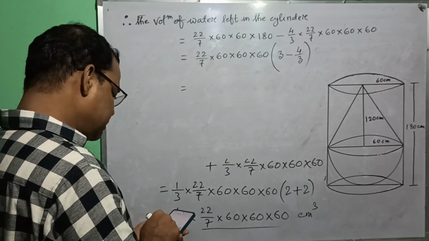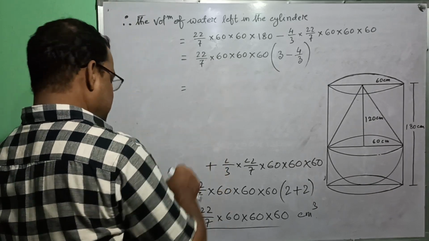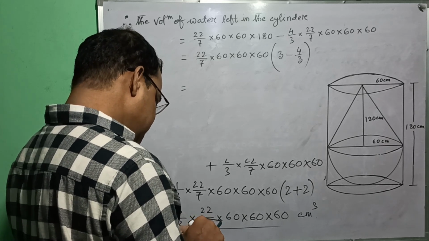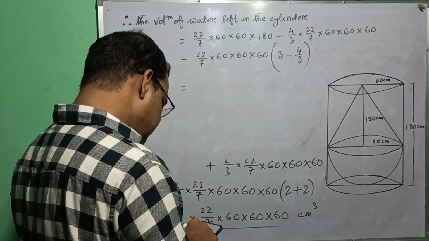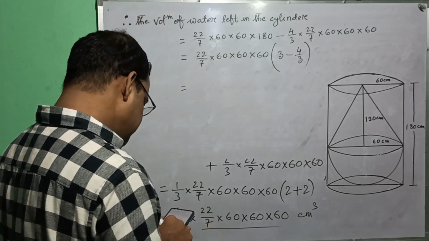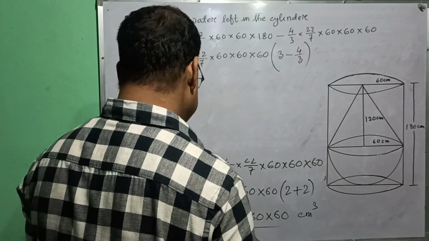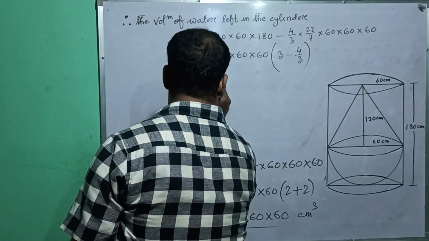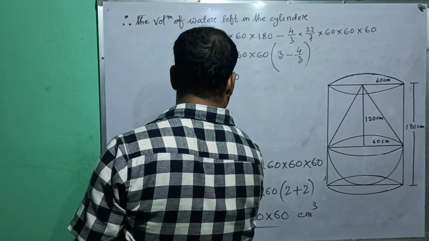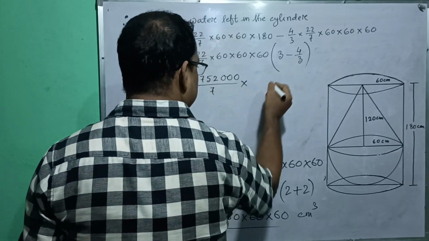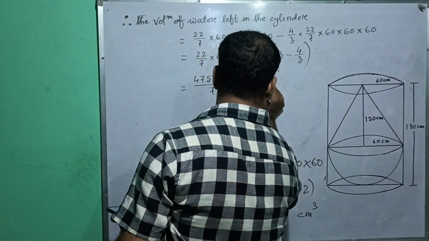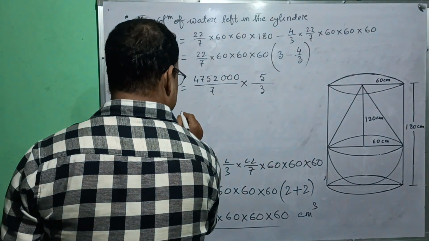I am using the calculator. You can do it manually. So 60 into 60 into 60 into 60 equal to 216,000 into 22. So it is 4752,000 divided by 7 into. So here we will take 3 as LCM. So here will be 9 minus 4. So we can write directly 5, equal.